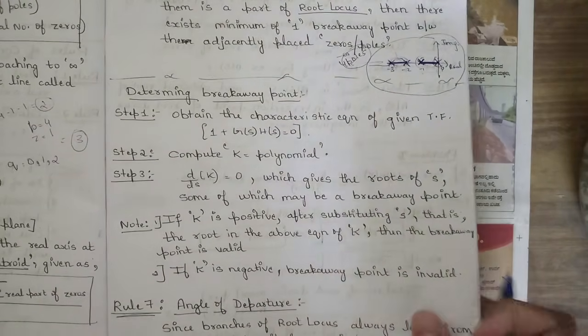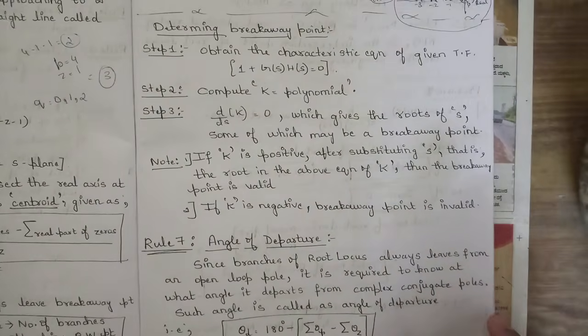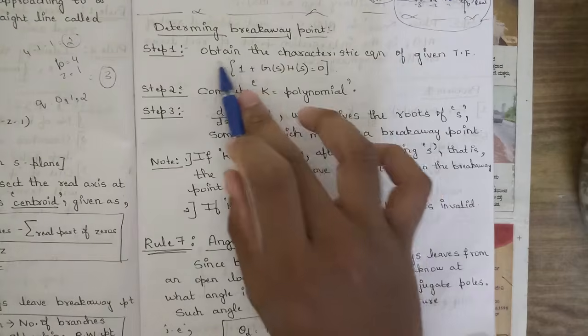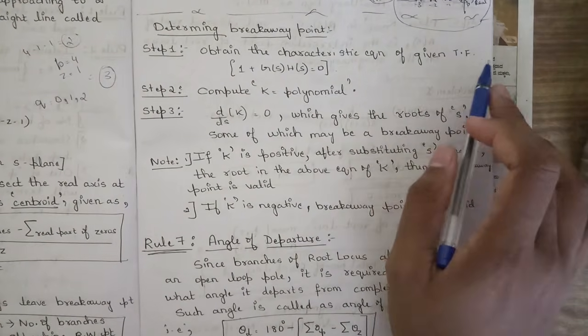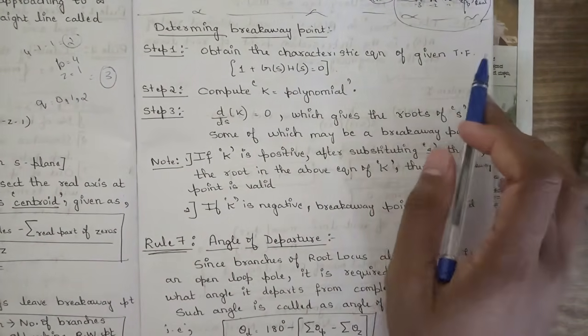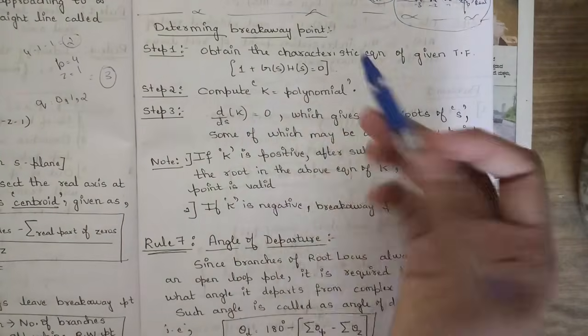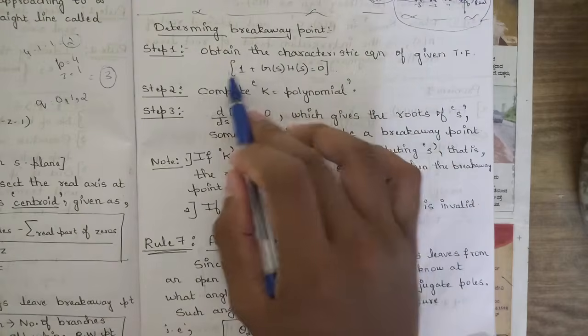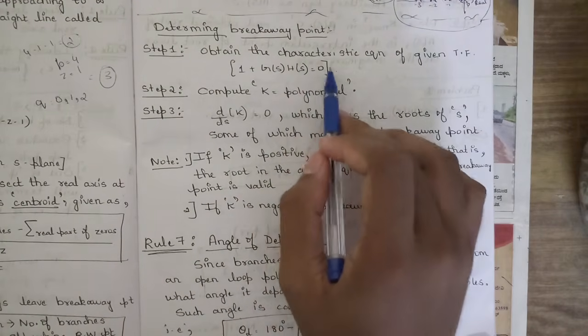So now let's see how to determine the breakaway point. For determining the breakaway point, we have a few steps. Step 1, obtain the characteristic equation of the given transfer function. They would be giving one transfer function. We should obtain the characteristic equation by simply writing the denominator of the transfer function, that is, 1 plus G(s)H(s) is equal to 0.